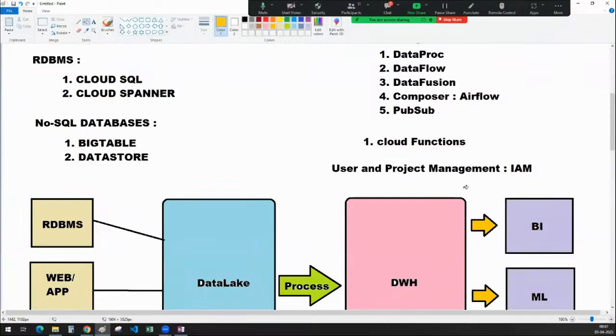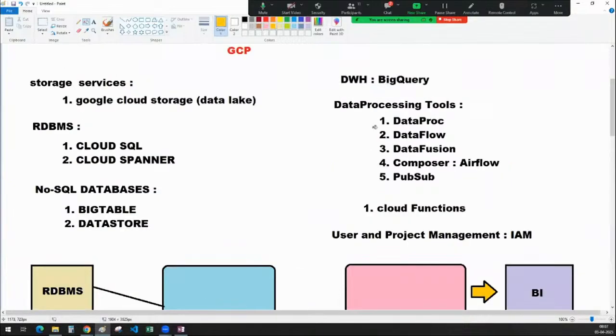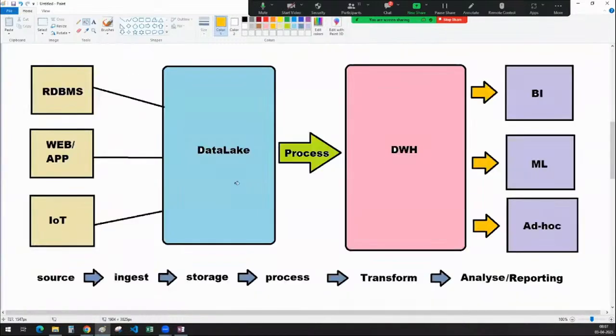Each and every tool itself is one project, guys. So data proc projects will be there, data flow, data fusion, composer. These are all roles in themselves. Some data engineers work on data proc, some work on BigQuery, some work on data fusion. This is how it will be. And some people work on RDBMS data migration projects, data lake projects. These are all related to data projects only, guys.